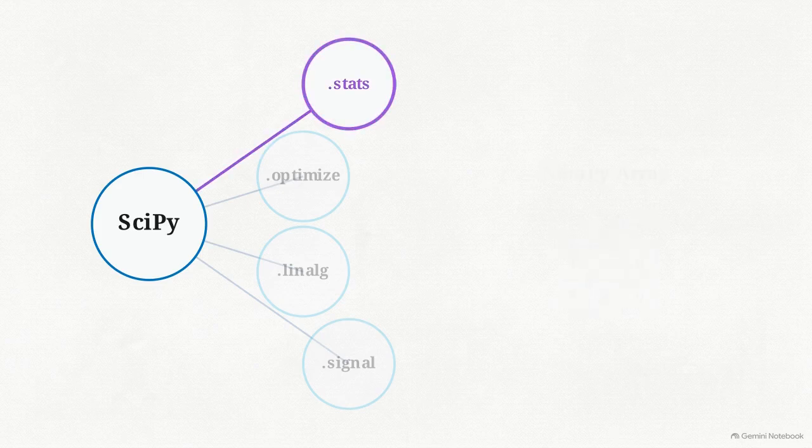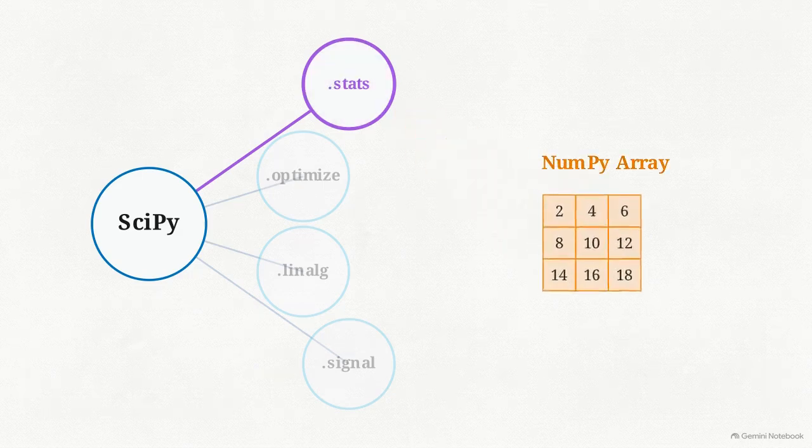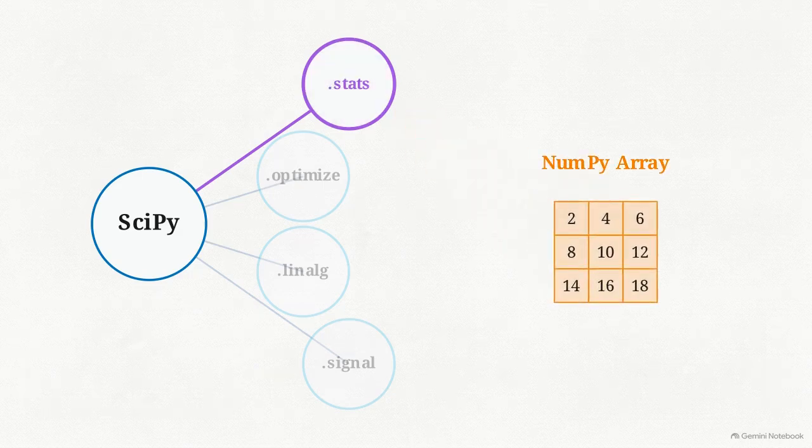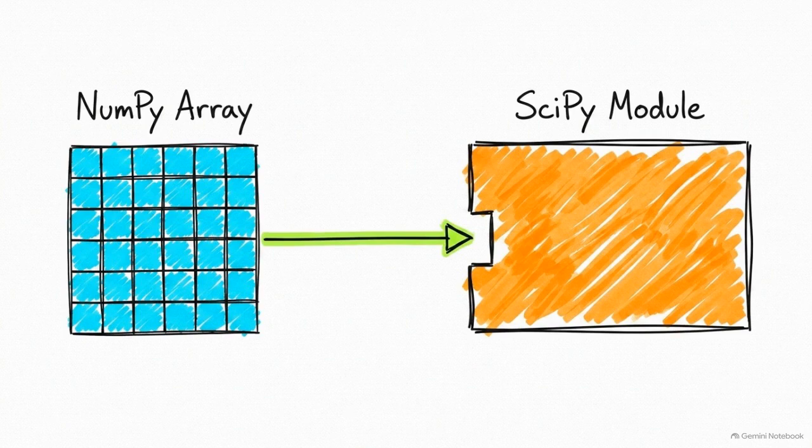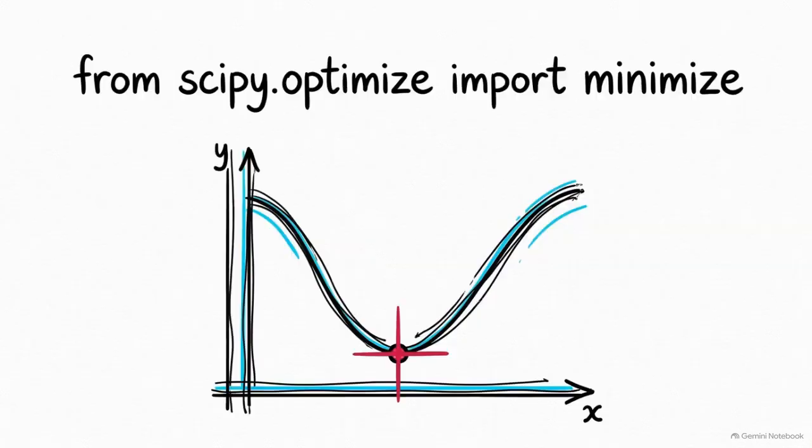Every submodule follows a universal rule. They expect NumPy arrays as inputs and return NumPy arrays as outputs. Because of this consistency, your existing mental models for working with NumPy arrays apply directly to SciPy. This modularity transforms SciPy into a highly specialized and surgically precise toolkit.